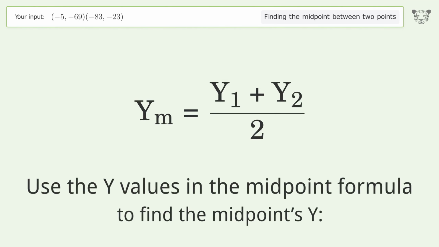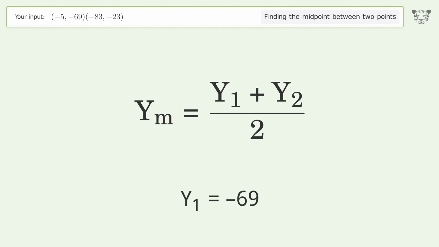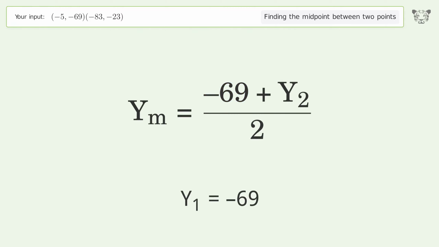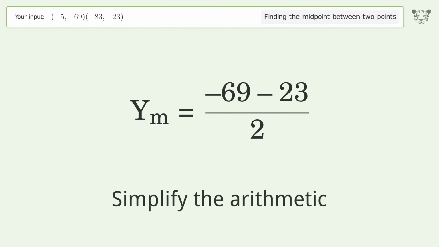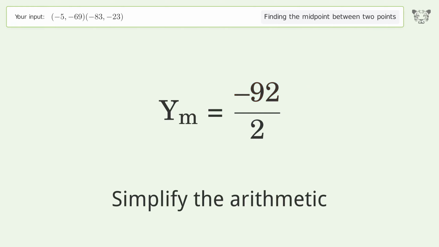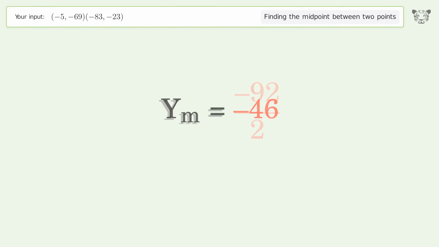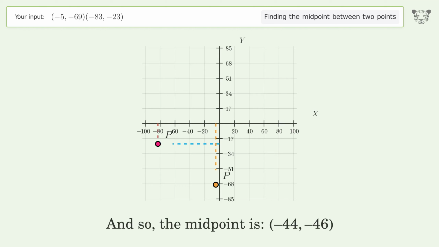Use the y values in the midpoint formula to find the midpoint's y. y1 equals -69. y2 equals -23. Simplify the arithmetic. And so, the midpoint is -44, -46.